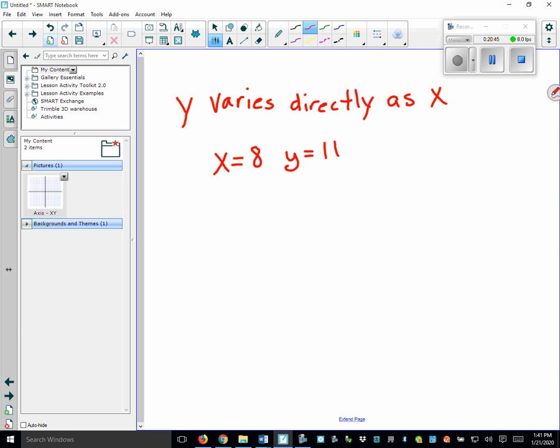All of these say find K. That's the directions. Find K. Y varies directly as X. Does that mean Y equals KX? You all understand that? So 11 equals 8K. What is K? 11 eighths? Do not give me a rounded decimal. Use that frac button.